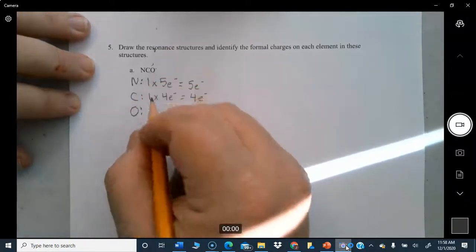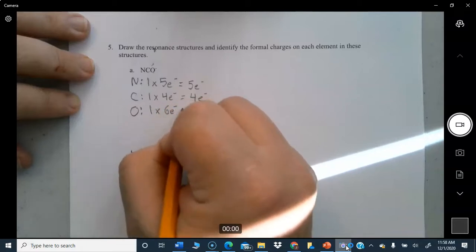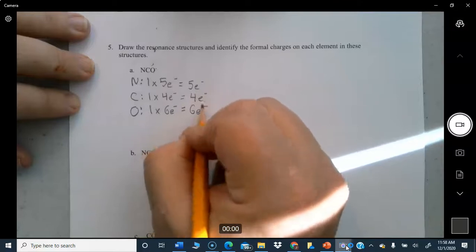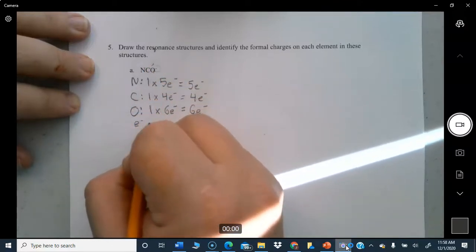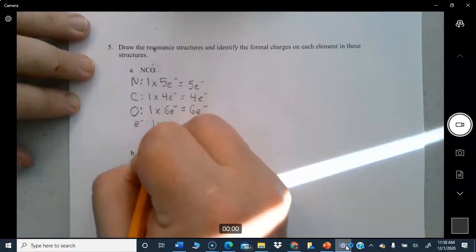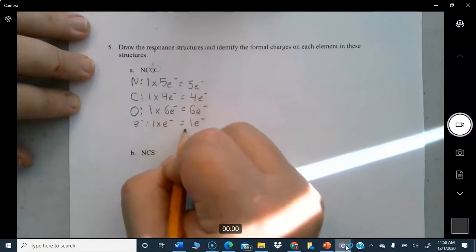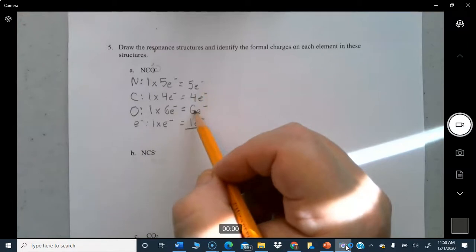So this we're just going to do oxygen. It has 6 valence electrons. And then we're going to add on this extra electron down here just as an E-. Okay, and you add all that up and you get 9, 15, and 16.